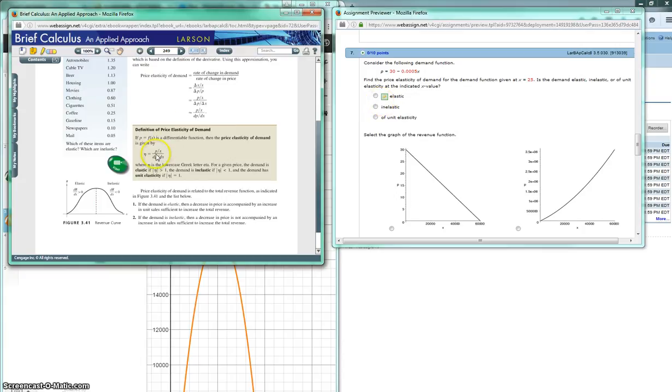So the formula for that is P over X, which our P is in some form of X. So we get the price equation over X divided by the derivative of P with respect to X. So the derivative of this. So we will calculate this in a supplement.